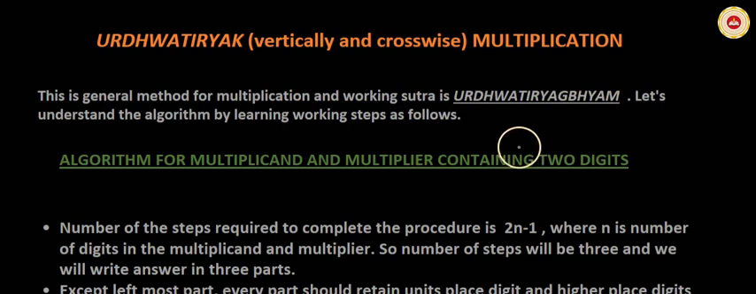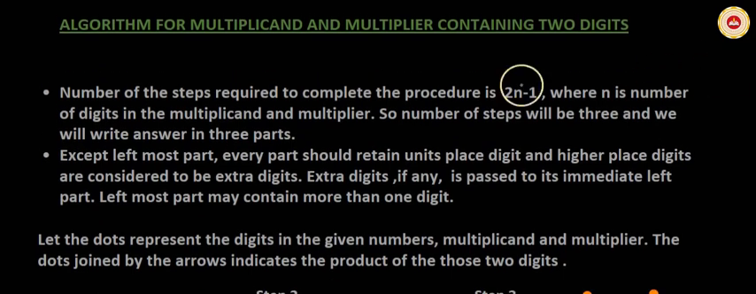Now, let us understand the algorithm by learning working steps as follows. So let us read the algorithm first. This is the algorithm for multiplicand and multiplier containing 2 digits each. Okay, multiplicand containing 2 digits and multiplier containing 2 digits. So first, let us read these two important points.